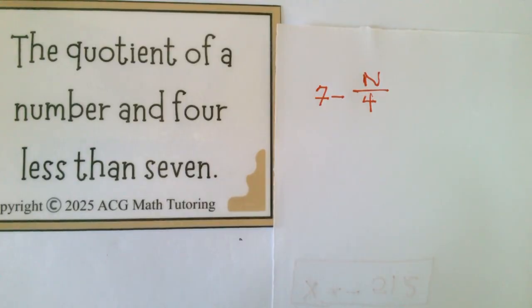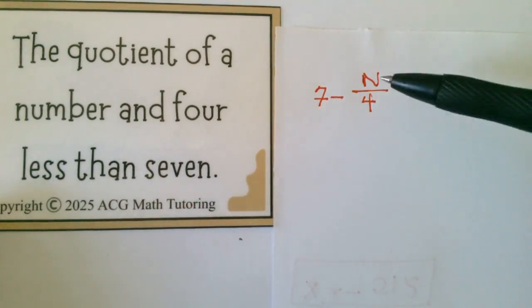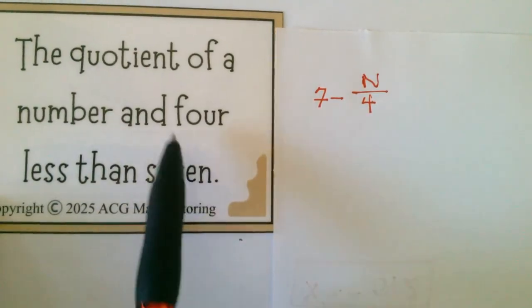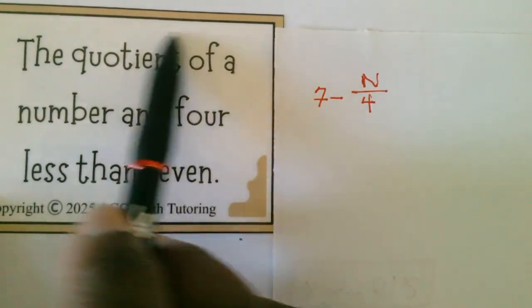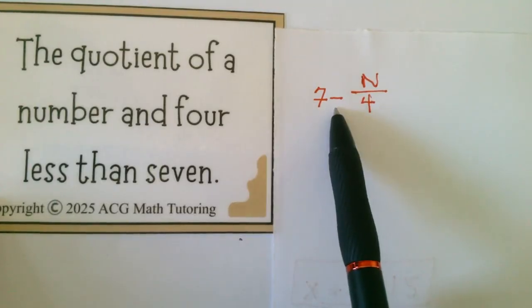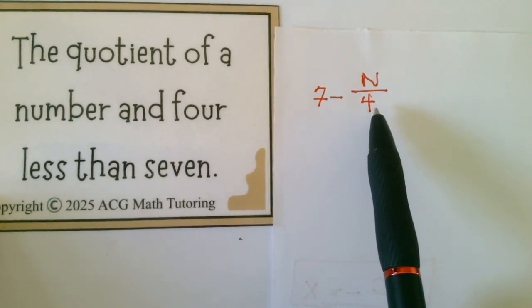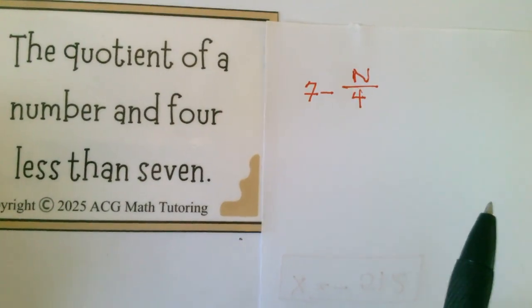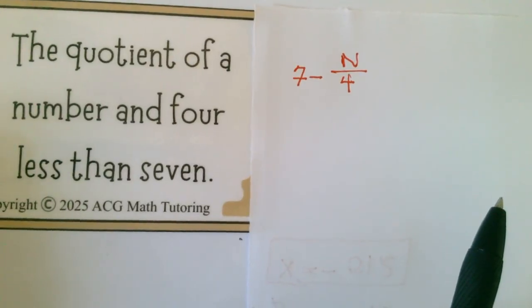So you have your quotient of a number and 4. I'm just using n for the number over 4, but less than. So this part is less than 7. That means my quotient of a number and 4 has to carry the minus sign, the negative. So it's basically algebra.